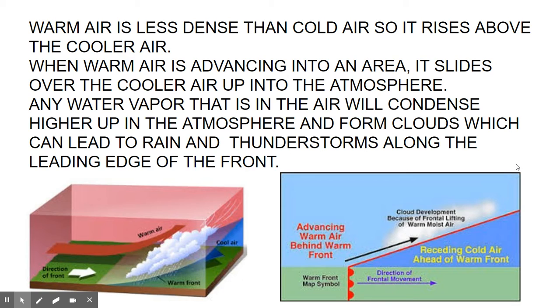Okay. So again, warm air is always going to ride over top of cold air because of its density. Cold air is more dense, so it sinks. Warm air is less dense, so it rises. And again, the half circles that you see on a weather map point in the direction that the front is moving.